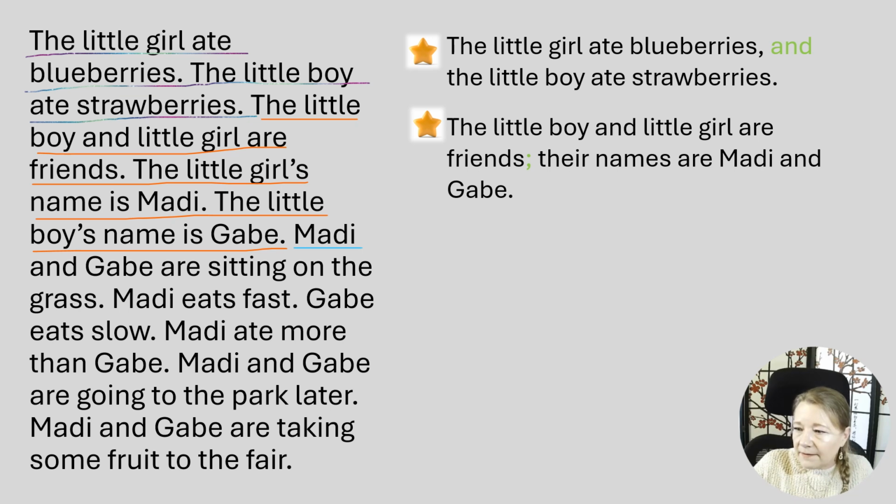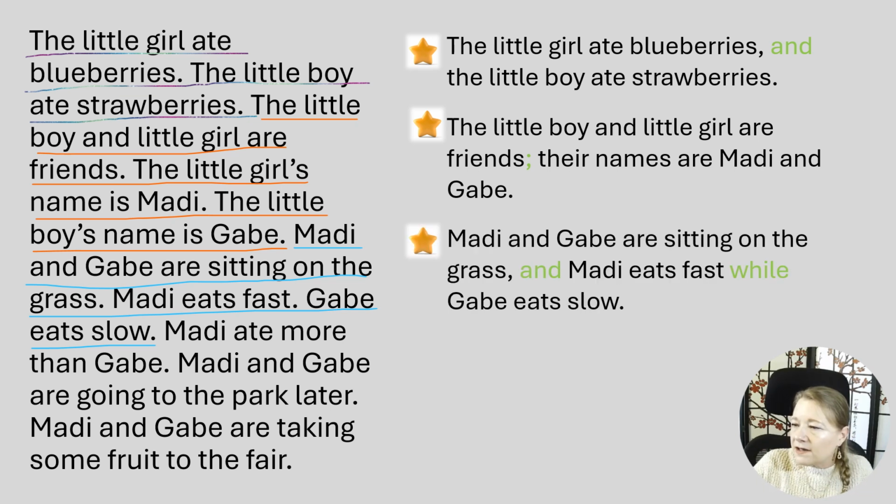So let's keep going. Maddie and Gabe are sitting on the grass. Maddie eats fast, Gabe eats slow. I feel like I can put those together. The content is kind of similar. I mean, they're eating on the grass. One's eating fast, one's eating slow. I feel like those could be put together. So I'm going to put them together. Maddie and Gabe are sitting on the grass, and Maddie eats fast while Gabe eats slow.